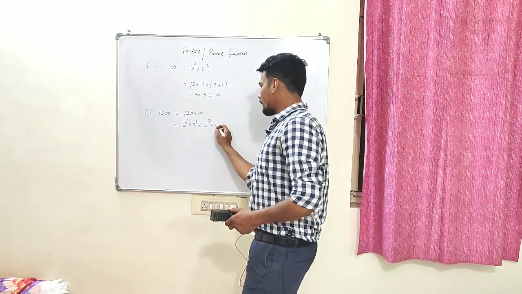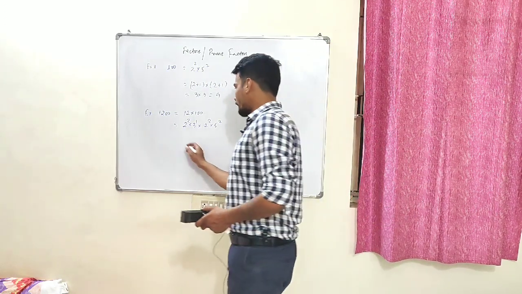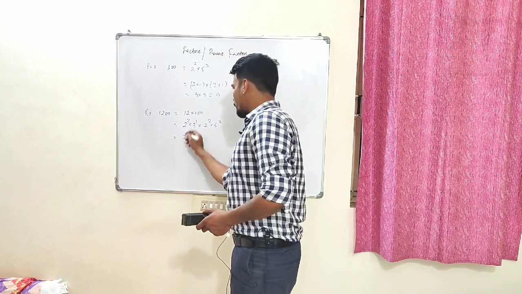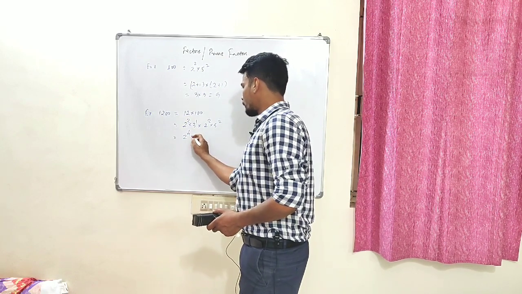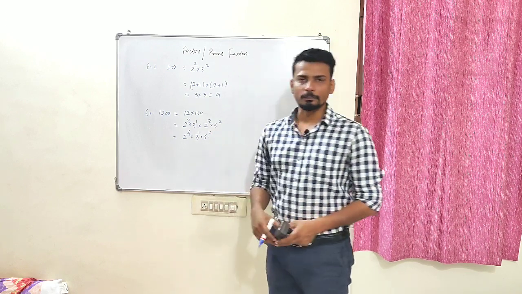Well, I'm going to write it this way. Now I would just do a little simplification over here. Well, that's going to be 2 to the power of 2 plus 2, well, going to be 4. 3 to the power of 1 will remain the same, and 5 will hold the same value.